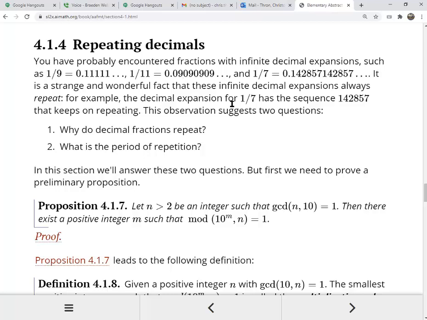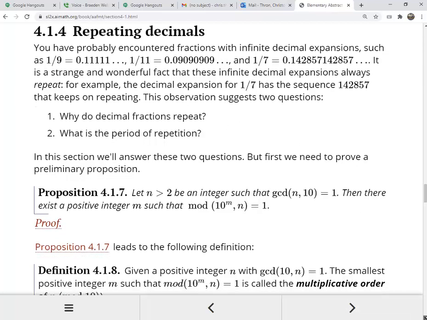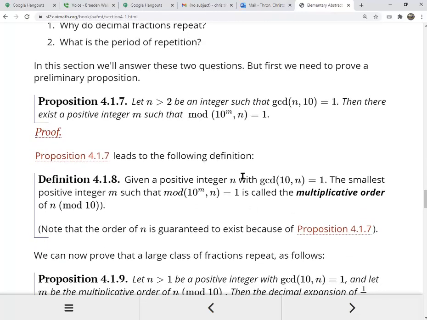Okay, so the question is, why do decimal fractions repeat, and what's the period when they do repeat? So you probably have never seen the answers to these questions before, even when you've done lots with repeating decimals. So I think this should be an interesting section. All right, so first we're going to do some propositions, or actually we do just one proposition.